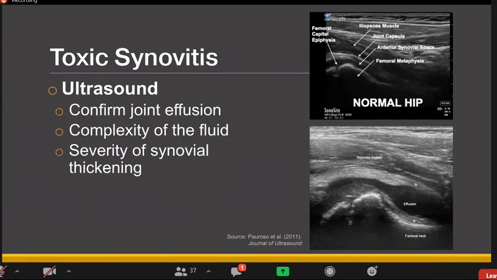So in this ultrasound, we can see it can be used to confirm joint effusion and the complexity of the fluid as well as the severity of the synovial thickening. This ultrasound of the hip shows separation of the anterior and posterior layers of the joint capsule by an anechoic effusion.